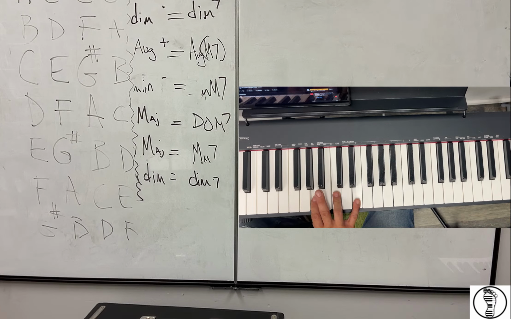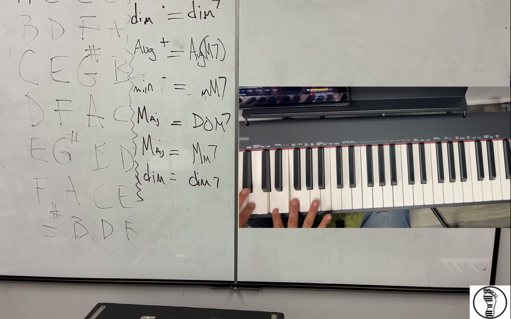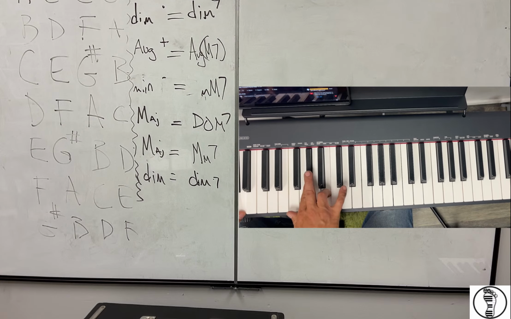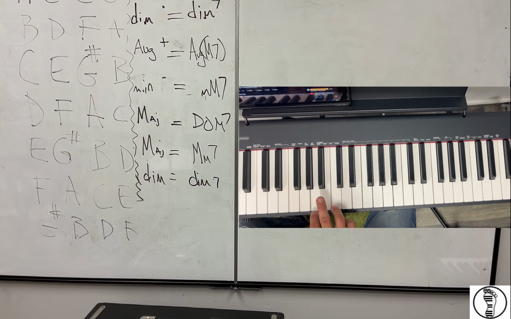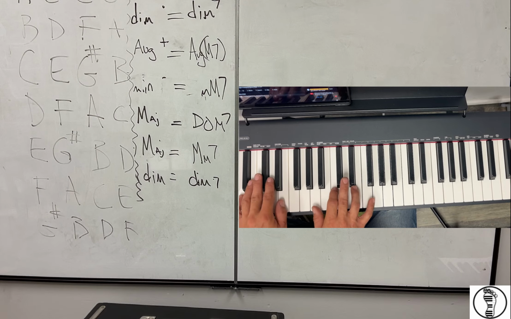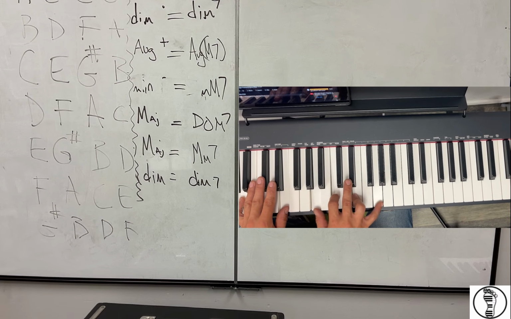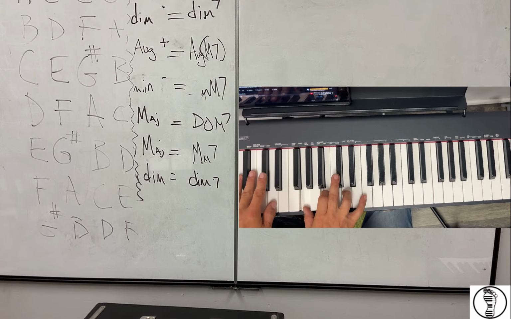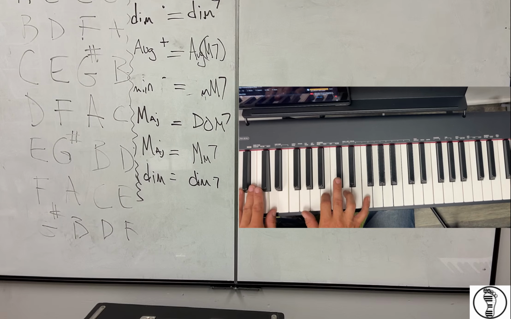How about something interesting? We do the B diminished there. And then how about back to the root? So that feels fun, like our feeling of the one. Starting to sound like Hotel California.